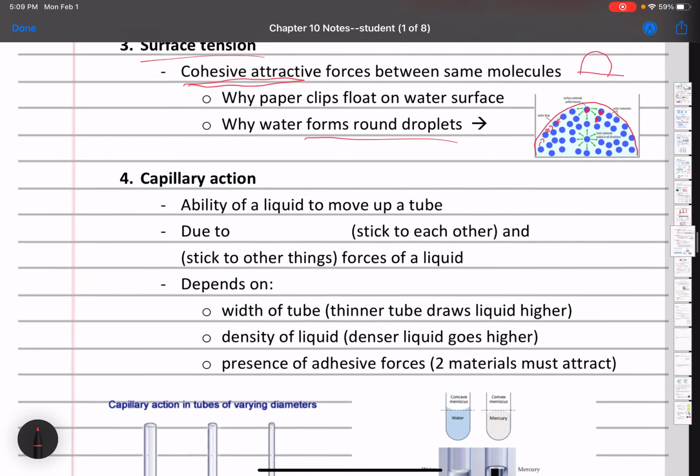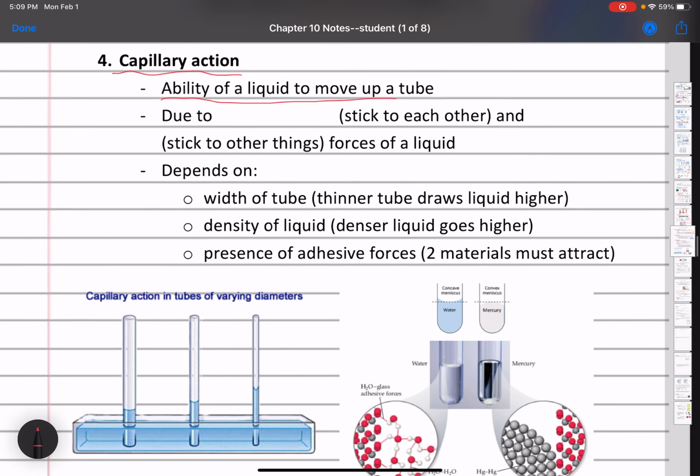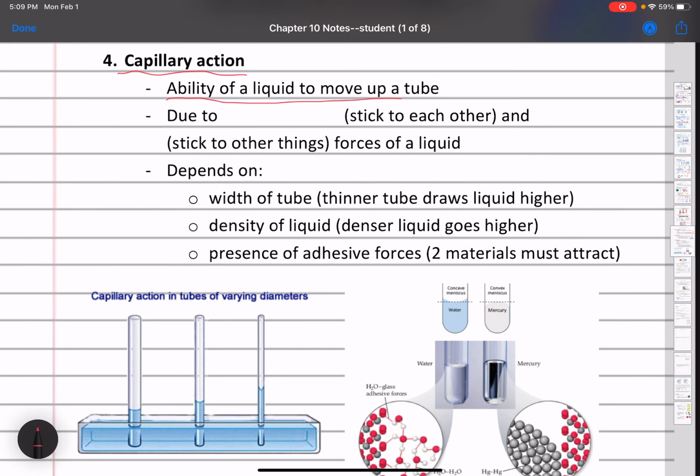And then lastly, another thing that intermolecular forces play a role in is capillary action, which is related to surface tension. Capillary action is the ability of a liquid to spontaneously move up a tube without a vacuum or sucking. It's due to two types of forces: cohesive forces, which we saw with surface tension, meaning they stick to each other, like water molecules attracting other water molecules, and adhesive forces, meaning that they stick to other things.